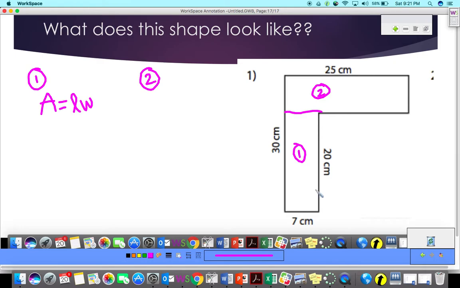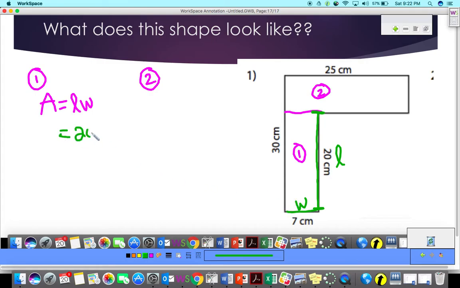Now I'm going to ask myself, do I actually have the measurements for that rectangle? For a rectangle, I need a length and a width. Well, I see a 30 and a 20 and a 7. That 30 goes the entire length of this shape. That's not what I need, so I don't actually need the 30. I need the 20 as my length and the 7 as my width. So I'm going to substitute that in there. The 20 is coming from right there. The 7 is coming from right there.